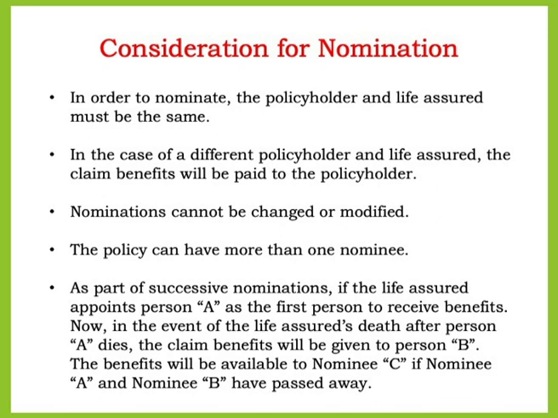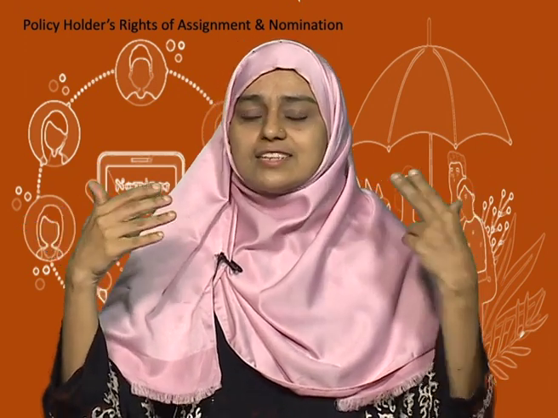Sometimes on account of successive nominations, if a life assured appoints person A as the first nominee to receive the benefit, and in case the life assured dies and person A also dies, then you can have a successive nomination of person B who can get the claim. If A also dies and B also dies, then you can also have person C as a successive nominee. So in the event of the death of the life assured, if the first nominee also dies, then successive nominations can also be given by a policy holder. Like that you can have successive nominations.